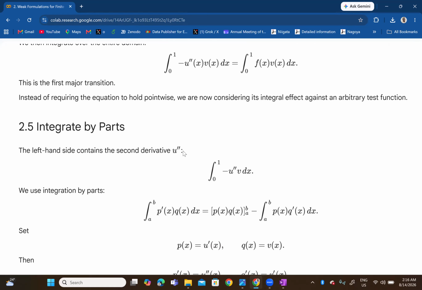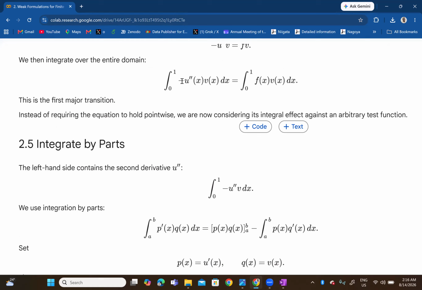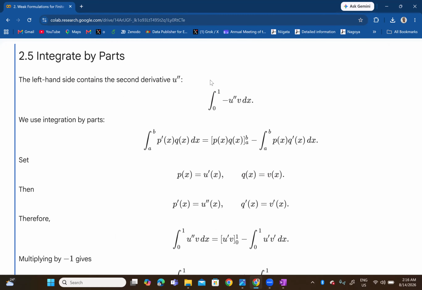Now, the next thing we have to do is to integrate by parts. So first of all, we have u prime prime v dx, and we have to integrate this by parts. The left-hand side contains the second derivative u prime prime.